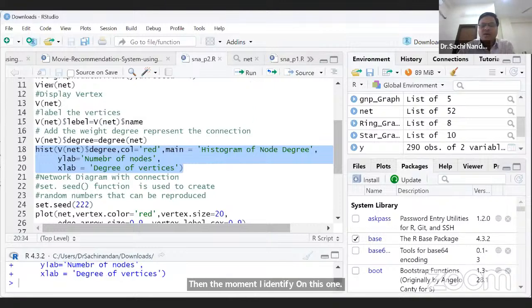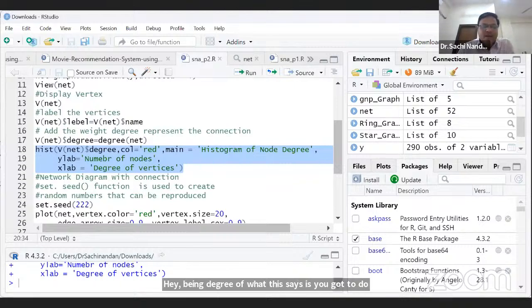now look at here. I'm going to explain, this is most important. How many nodes are there? 52 nodes, right? Now look at here, I'm going to explain this one. Out of 52 nodes, 35 nodes have a degree of 10. Are you getting or not? Out of 52 nodes, 35 nodes have degree of vertices equal to 10.